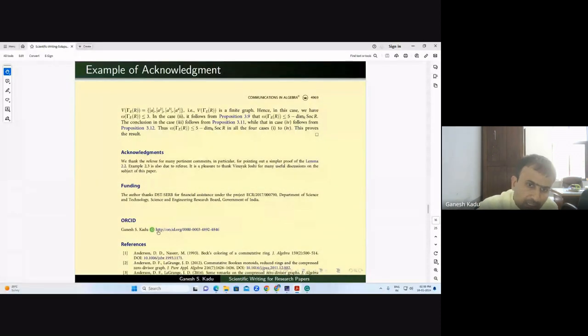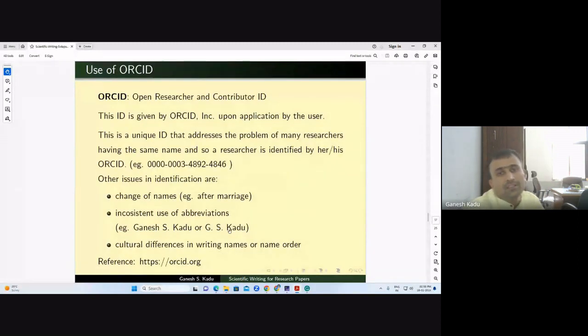And yeah, ORCID ID, ORCID, okay, Open Researcher and Contributor ID. So this is again one thing I want to mention. For instance, you can see that my ORCID ID is here and it's been quoted here by the journal. What is ORCID? Open Researcher and Contributor ID. This ID is given by the ORCID corporation. You have to apply online, of course. It's a small 5-minute process, and you supply them the details of your institution and so on, and then they give you some unique ID.